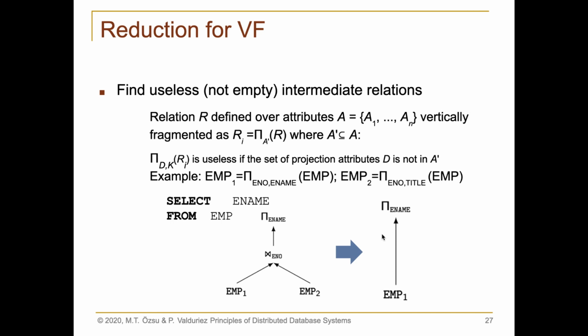So for that purpose, we finally have select employee name from employee 1 rather than select employee name from employee 1 equijoin employee 2. So this is what we call reduction for vertical fragmentation.